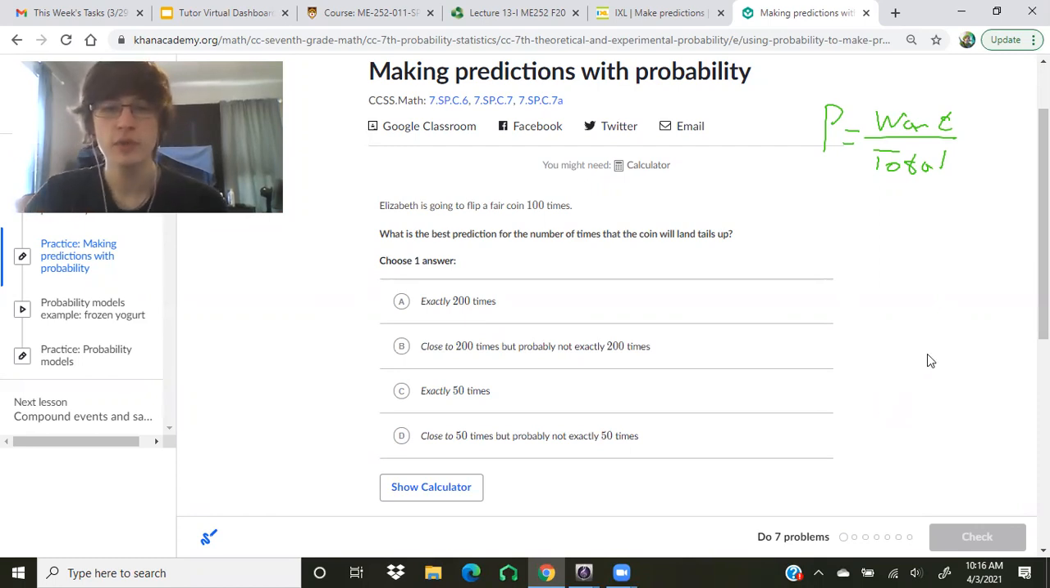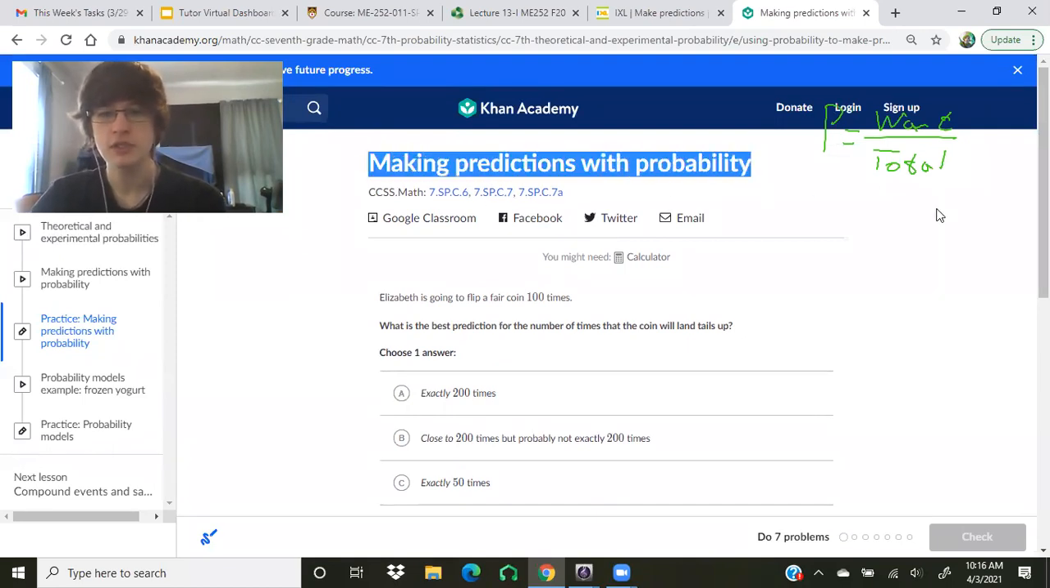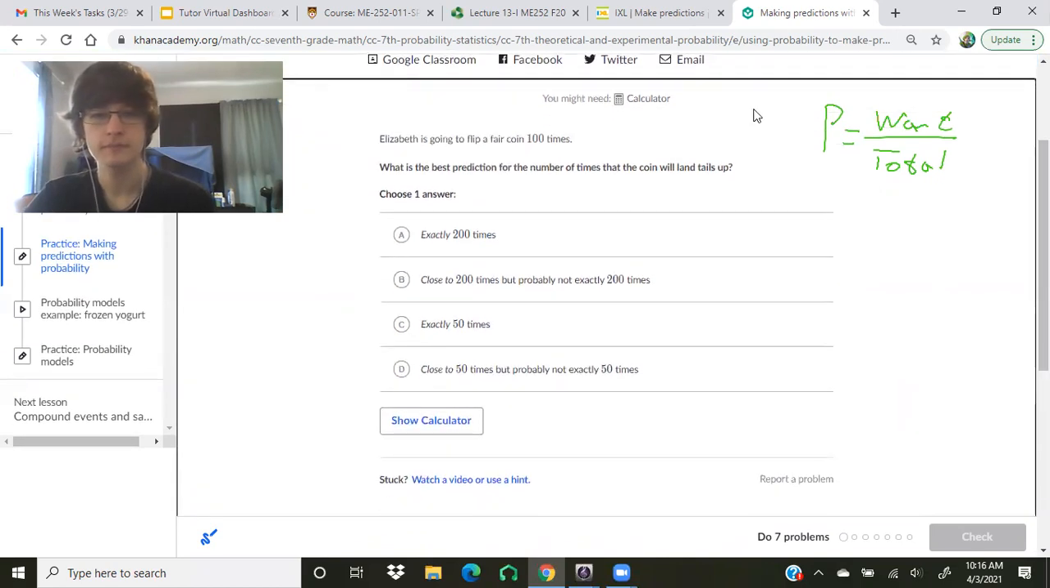This week we will be making predictions using probability. Okay, so as a refresher, what is probability?